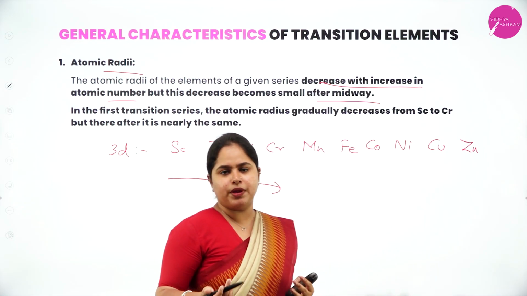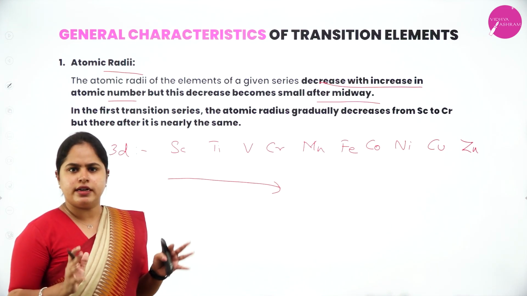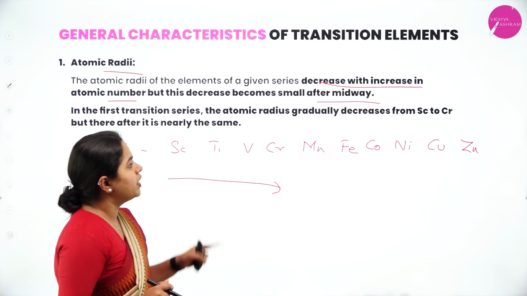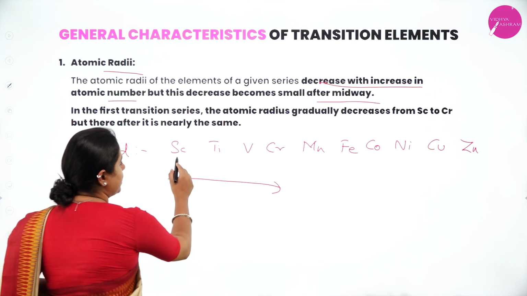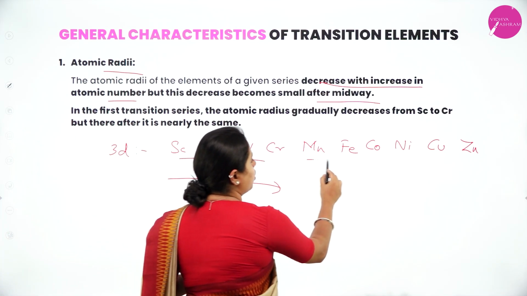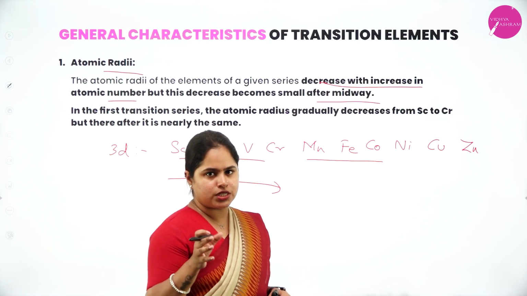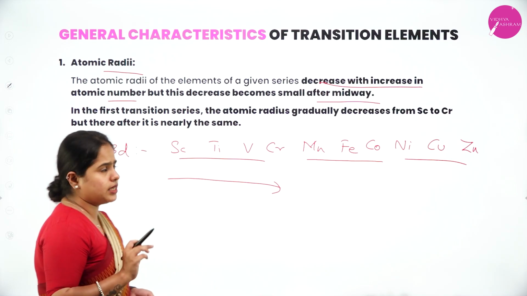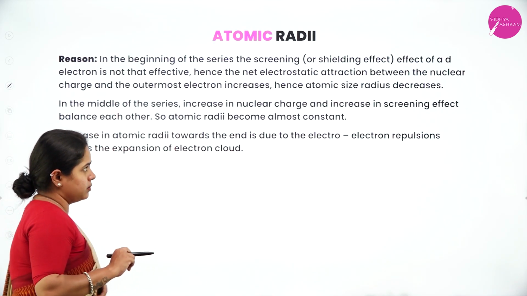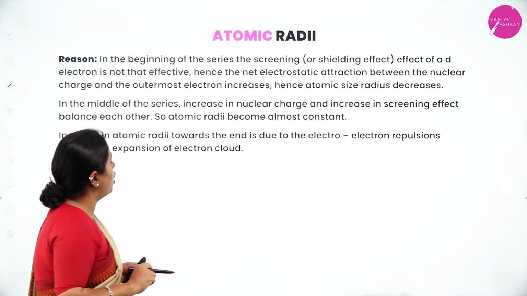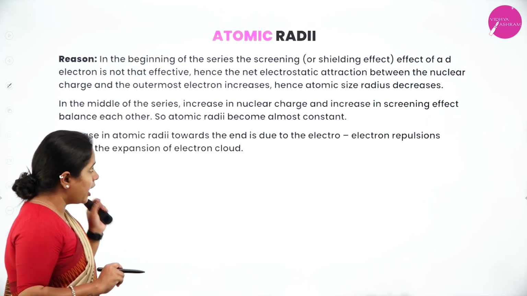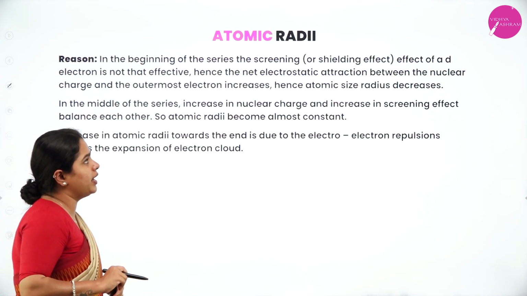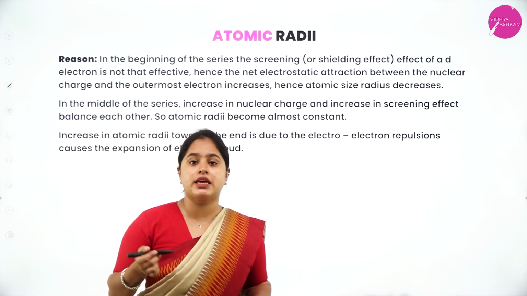So why is there a difference in the trend here? In the first transition series, the atomic radius generally decreases from scandium to chromium. Then manganese, iron, cobalt will have almost the same atomic radii, and from nickel it will again start increasing. So let's see the reason behind this. In the beginning of the series, the screening effect of a d electron is not that effective. Hence, the net electrostatic attraction between the nuclear charge and the outermost electron increases, hence atomic radius decreases.